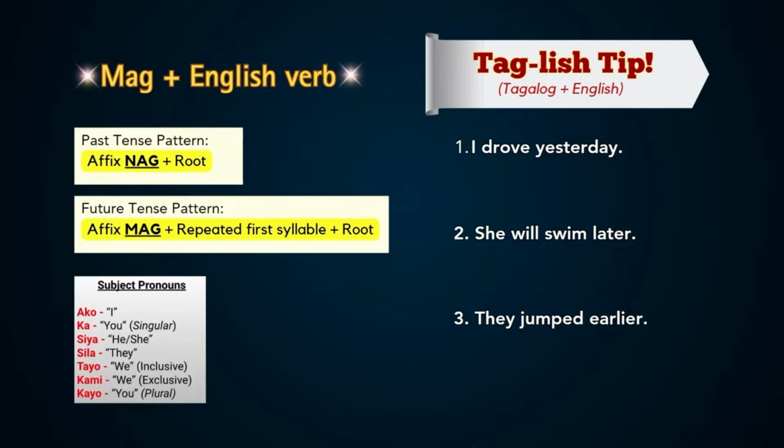So let's take a look at number 1, I drove yesterday. What if I told you to use mag drive? Now conjugate it in the past tense because it's drove. I drove yesterday. It would be nag-drive. Nag-drive ako kahapon. I drove yesterday. So see, we are just using the pattern that we've already learned and using this mag plus an English verb. So go ahead and try number 2 and 3.